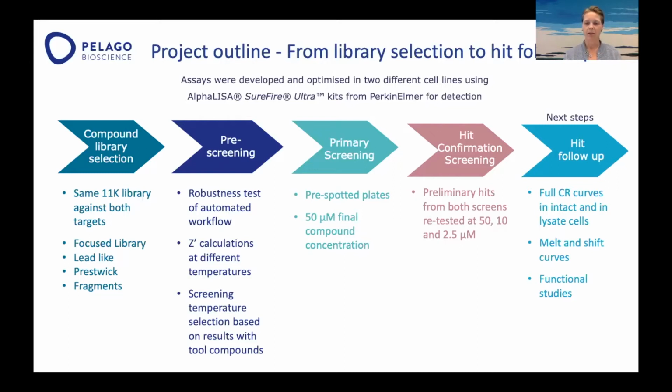Then, following up the hits, we decided to follow up all the preliminary hits from both screens against both targets, also as a counter screen. The reason why we decided to follow them up at 50, 10, and 2.5 micromolar, I will talk about a little later. The next step, where we are today, is that we are currently looking into the hits and deciding on follow-up studies. We will do full concentration response curves in CETSA, and also melt and shift curves and some functional studies.